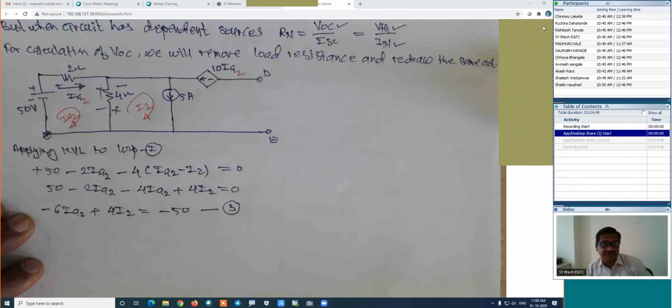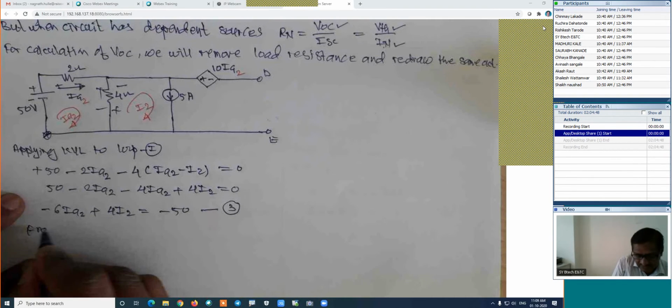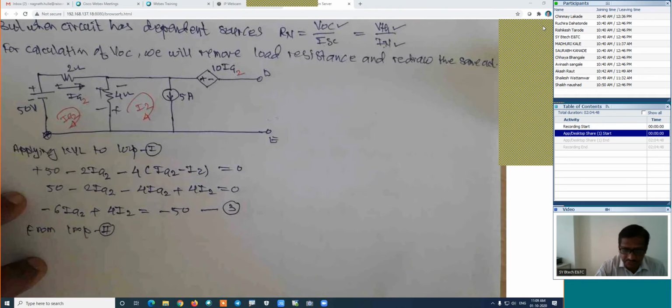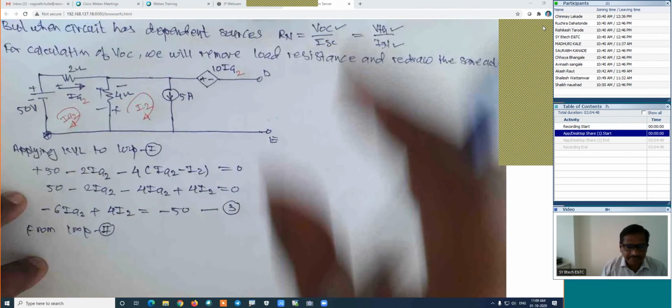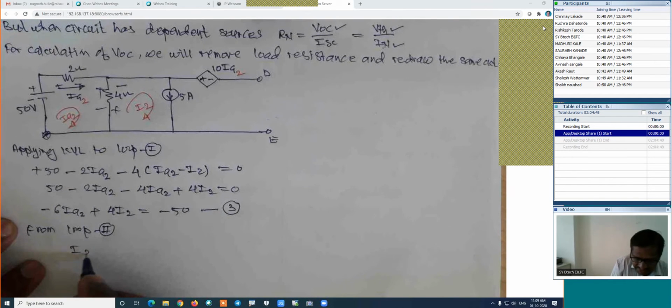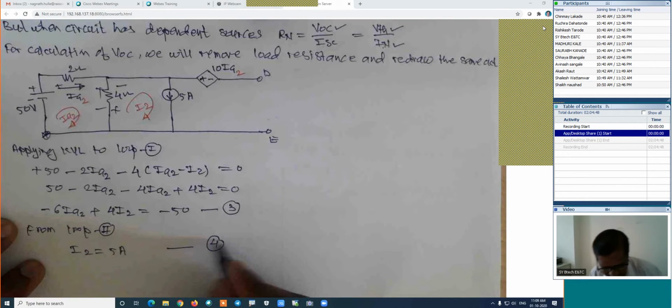Now we have the third equation. Is it right? Similarly, from loop 2, what will we get? From this loop number 2, we directly get this equation, that is I2 is equal to 5 amperes. This is equation number 4.